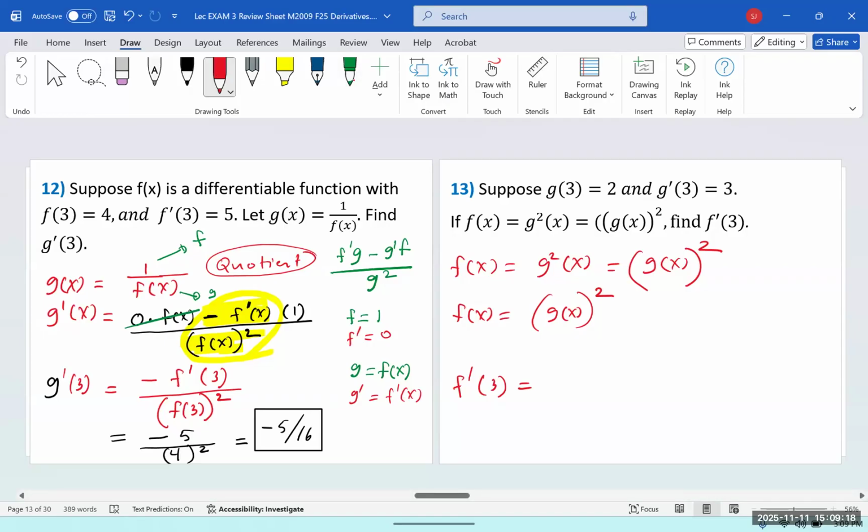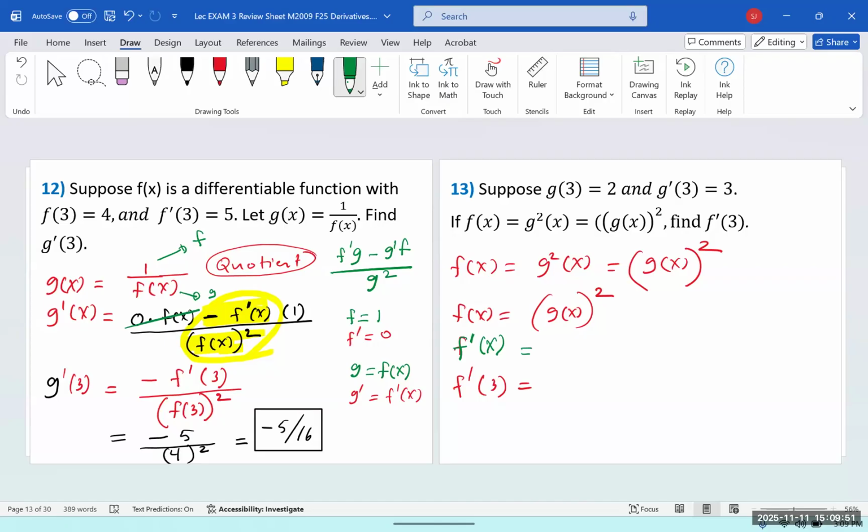So before finding f prime at 3, what do you have to find first? F prime of x. So which derivative rule do you have to use here? Product, quotient, power, chain. Chain rule. Because you have a function inside another function. Your outer function is a square function. Inner function is a g function.